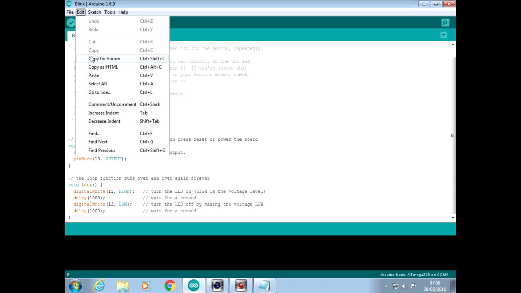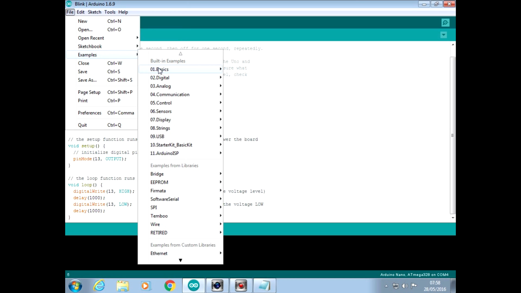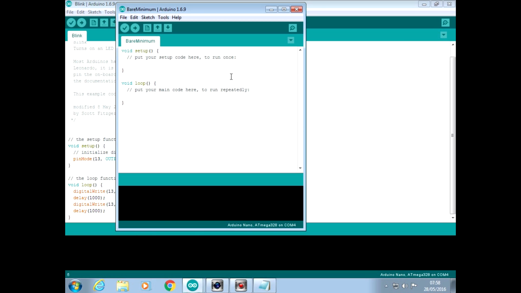I'll tell you a story about my time at IBM. Let's go to examples, and we're picking out the basics, and there it is, bare minimum. Yes, my story about IBM is about the bare minimum. I was an assembler programmer, and we used to have a nickname for senior managers, those who were paid a lot of money, didn't really understand technology, didn't really do anything, and took up a lot of space.